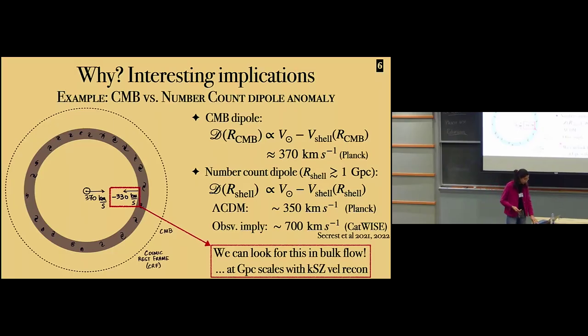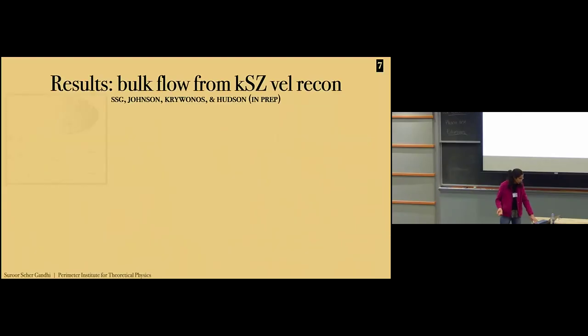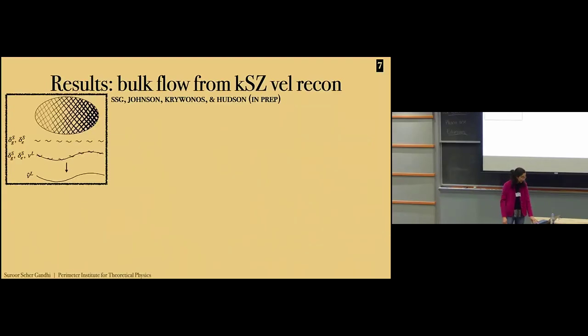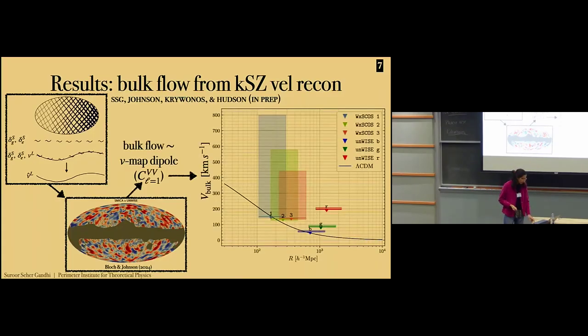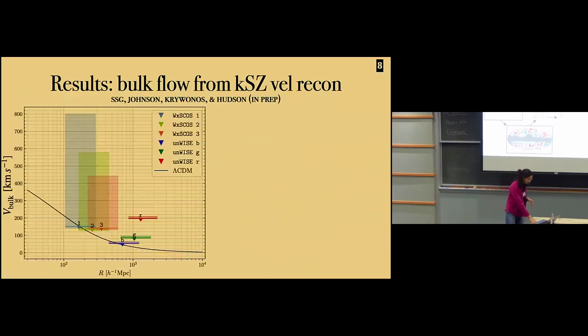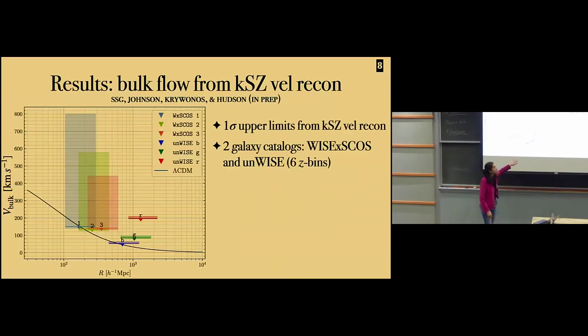So we go ahead and do that, and through this process of reconstruction that I described, you get a map of velocities. You take the L equals 1 component of this map to get the bulk flow. And then we get to build our own version of the bulk flow plot that I have been showing. On this plot, the black curve is the lambda CDM expectation again. And we have 1 sigma upper limits from kSZ using 6 redshift bins of galaxies. The upper limits are where these inverted triangles are.